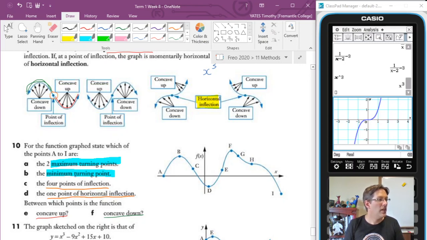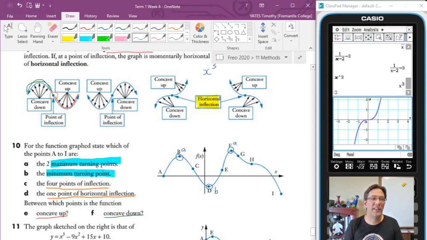So let's have a look. Where are our maximum turning points? That's going to be a maximum because it reaches a maximum there. We've got another maximum up there. So these are our two maximums. Now, where's our minimum turning point? We've got a minimum down there.